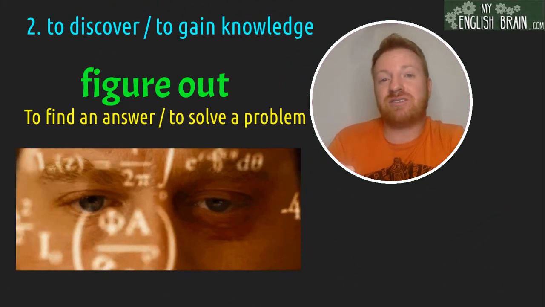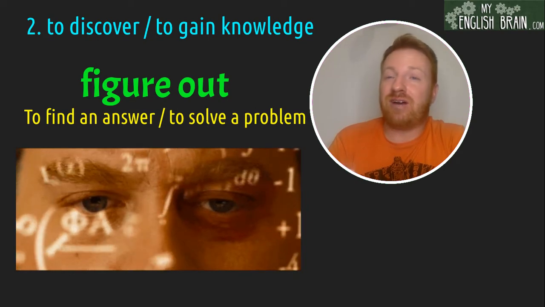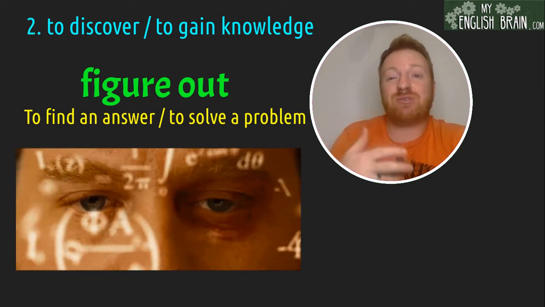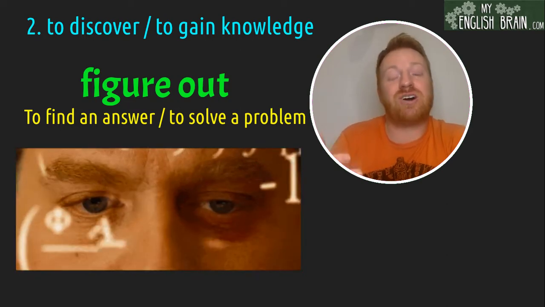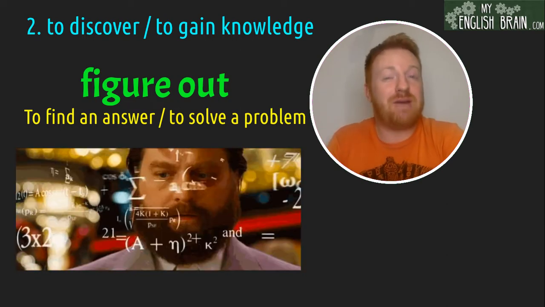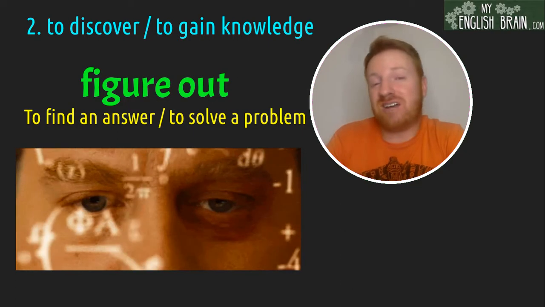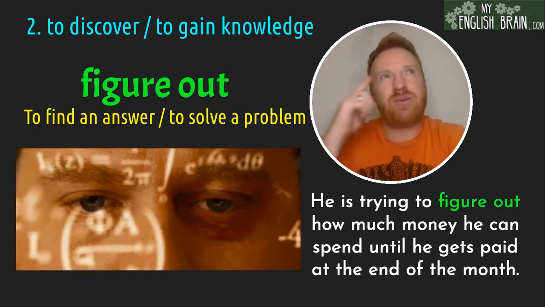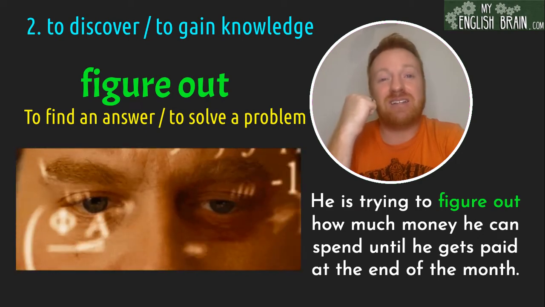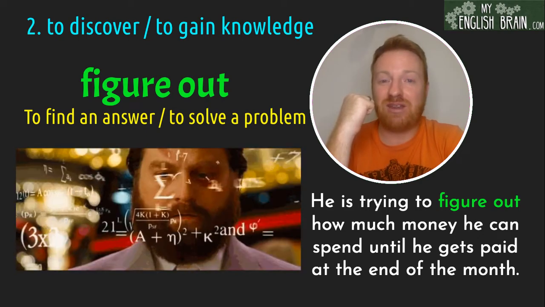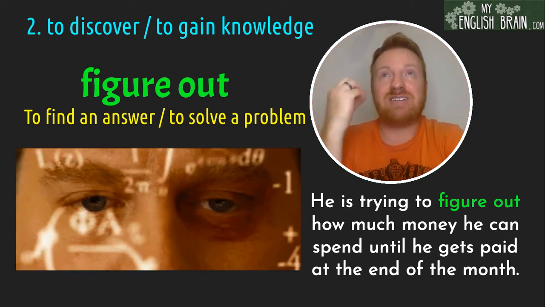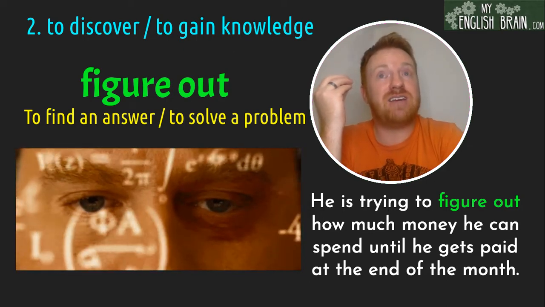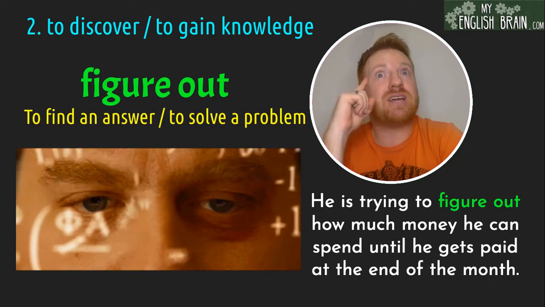We also use this with figure out. Now, a figure is a number, so when I say figure out, it's like I am trying to find an answer or solve a problem, almost like a math problem. So in this context, I can say, he is trying to figure out how much money he can spend until he gets paid at the end of the month. Again, the idea is that it's a difficult problem or a difficult answer to find, and he's thinking about it. He is figuring it out.